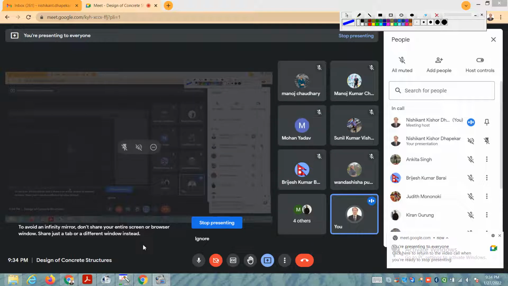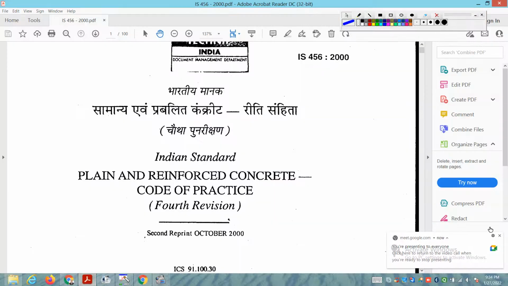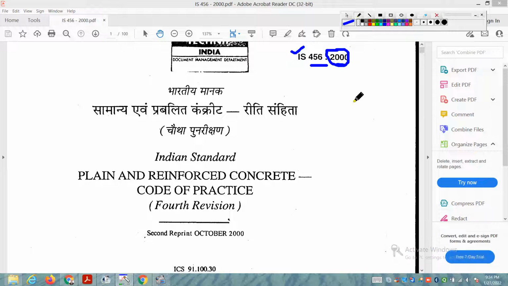Today we are going to discuss the IS Code of Practice, Indian Standard Code of Practice, IS 456. IS stands for Indian Standard Code of Practice. 456 is a number designated to this code, and it was revised in the year 2000. Indian Standard Code of Practice is very useful. Engineers, designers and students have to refer to certain values mentioned in the Indian Standard Code of Practices while designing RCC structures.